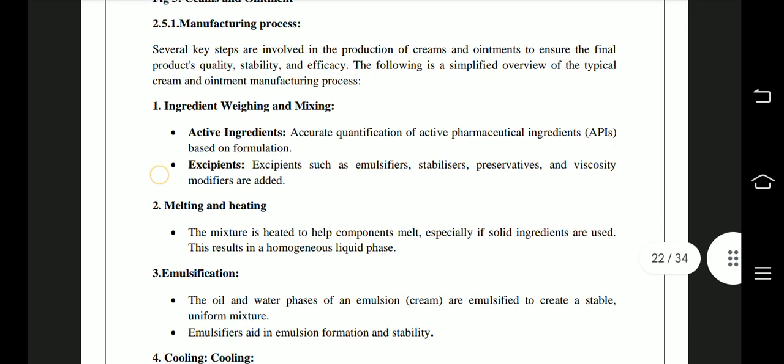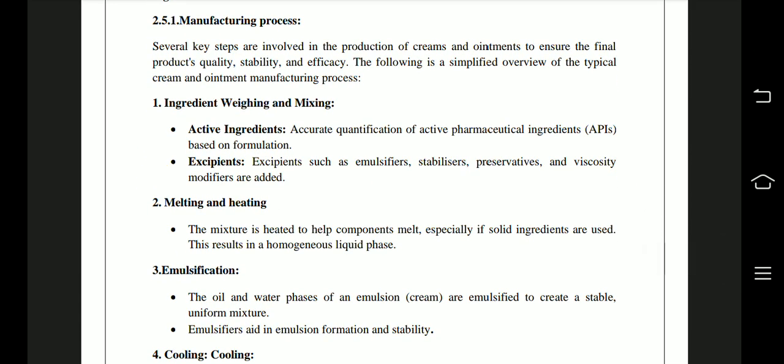Now I would like to discuss the manufacturing process involved in creams and ointments. Several key steps are involved in the production of creams and ointments to ensure the final product quality, stability, and efficacy. The following is a simplified overview of the typical cream and ointment manufacturing process. The first one is ingredient weighing and mixing.